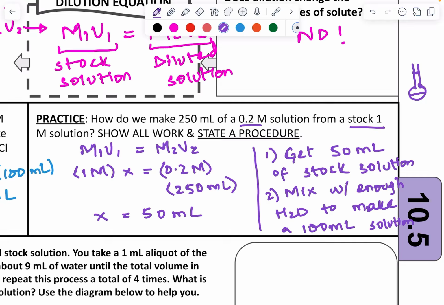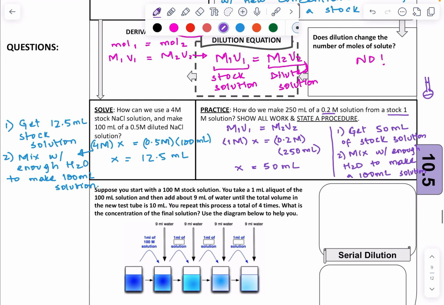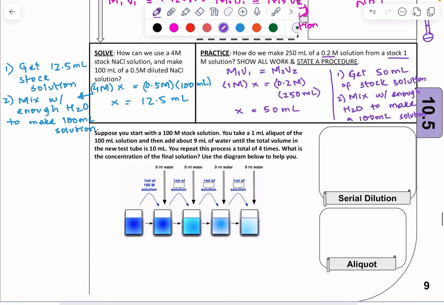If we decide to put the water first and then put the stock solution, and at the end it ends up being above the line, then we have to restart the whole thing. And we don't want to do that. So always put the solute first and then put enough water to get up to the line.